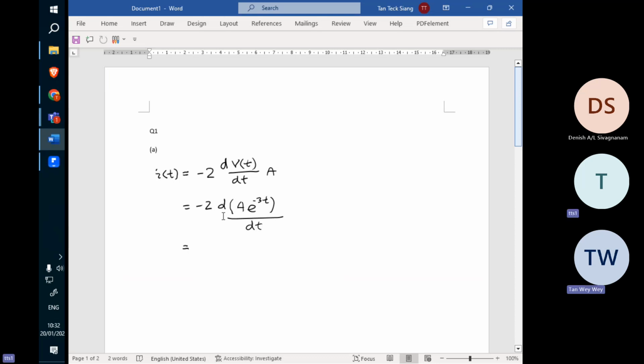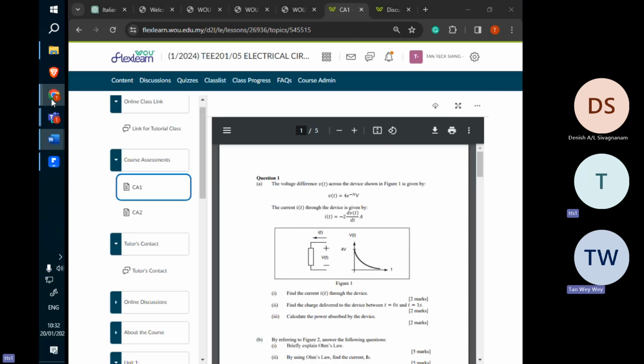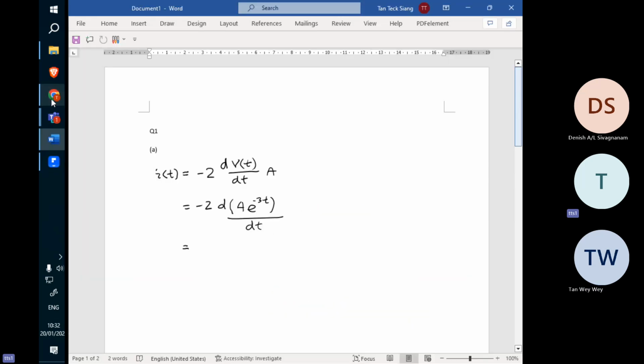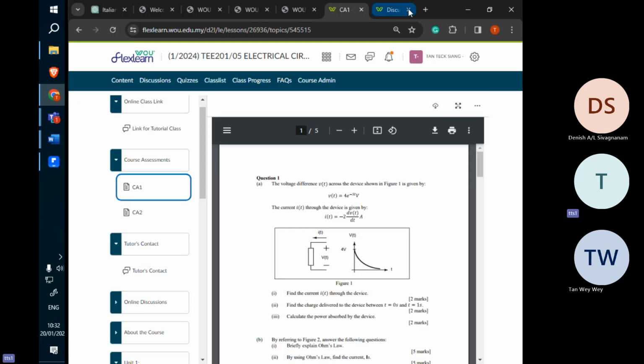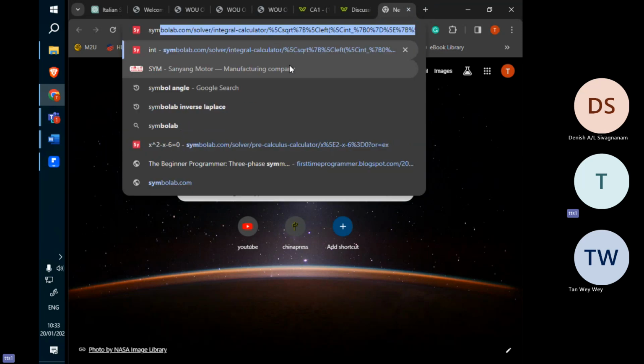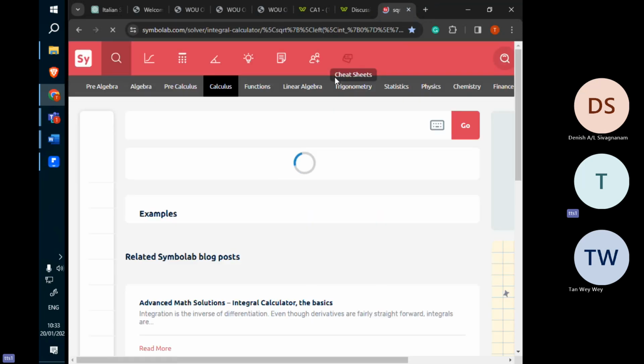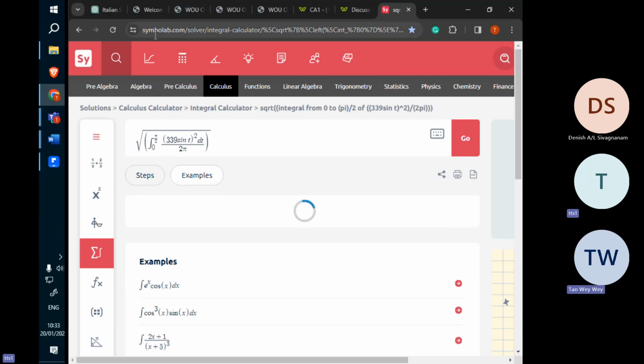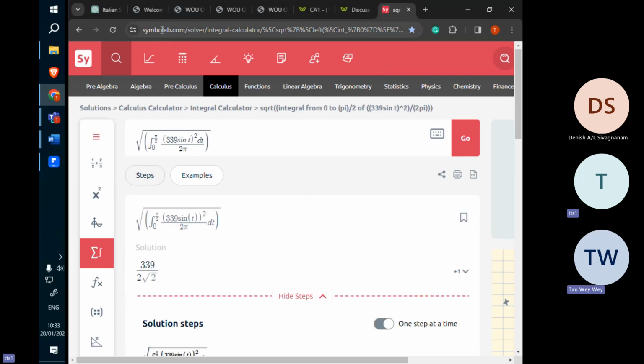Okay, let me show you how to do the differential. Because most of us already forgot what we learned in secondary school. But today's student is quite lucky. You can always use online tools like this. So you go to this online tool called Symbolab.